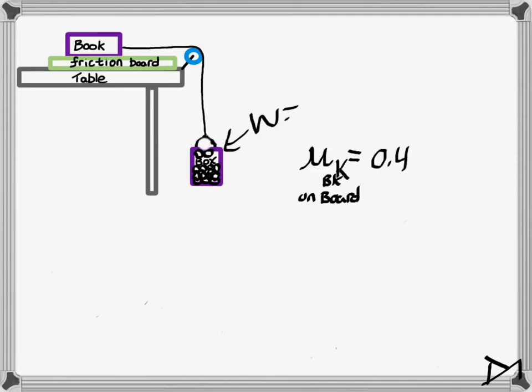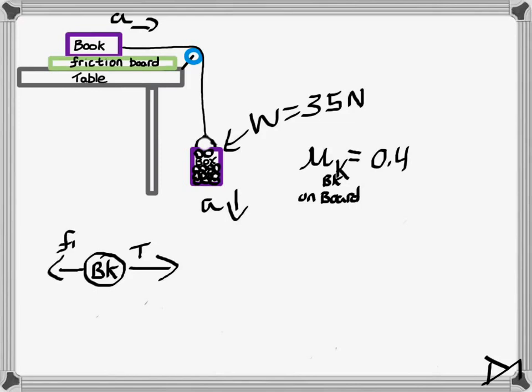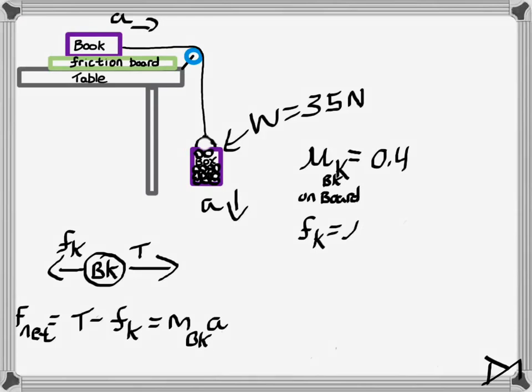Now if I get this book to start sliding, because I now added more rocks, say 35 newtons of rocks are in this box, and the box pulls on the pulley to pull the book, the whole thing starts accelerating, it shares a common acceleration. Well, now I got a Newton's second law problem. The tension is greater than the kinetic friction to accelerate the book. Tension to the right, kinetic to the left, so tension minus kinetic friction is the net force, not equal to 0. It's equal to mass of the book times acceleration.